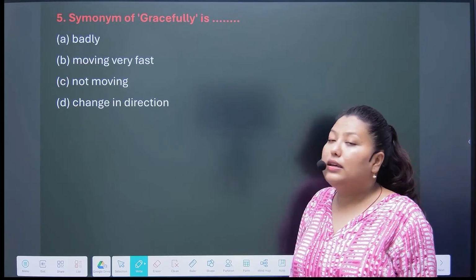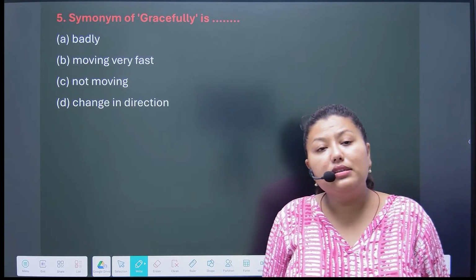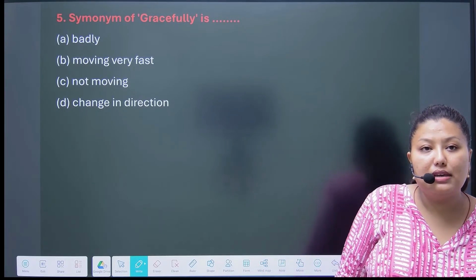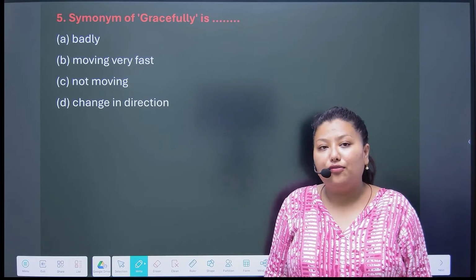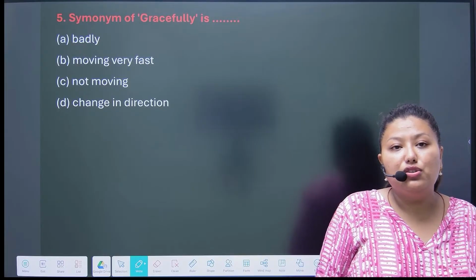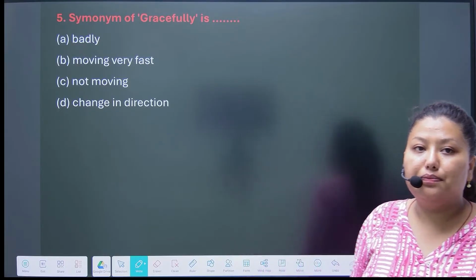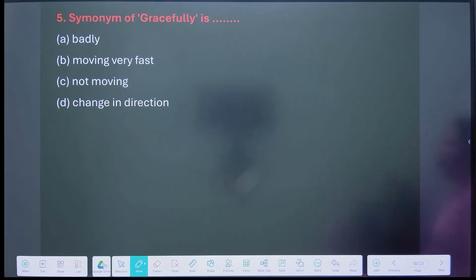Okay. Next, synonym of gracefully is. So here, what is the synonym of gracefully? Options are badly, moving very fast, not moving, change in direction. So what will be the correct answer for the synonym of gracefully?